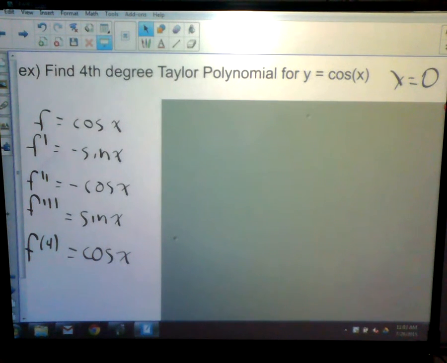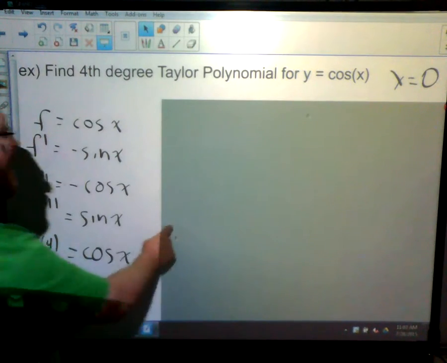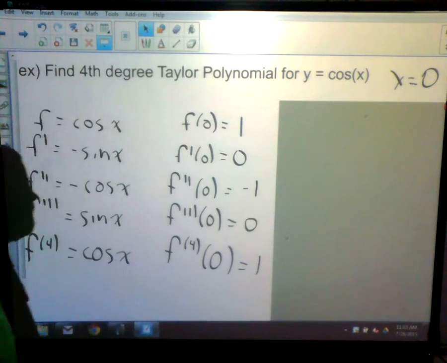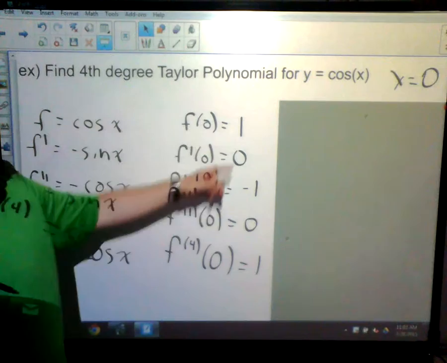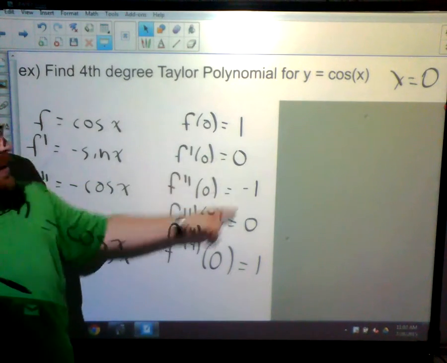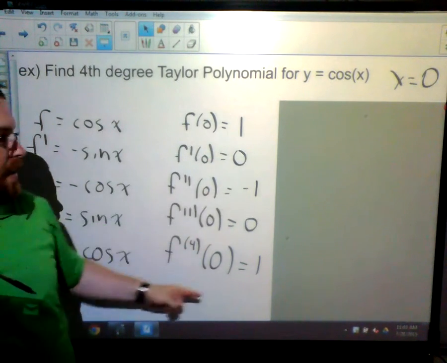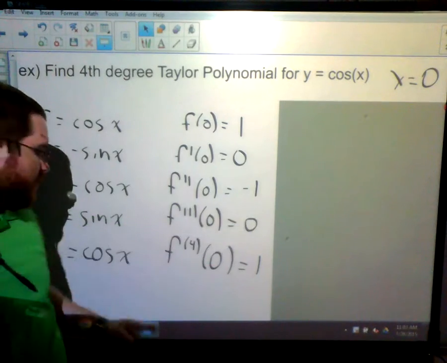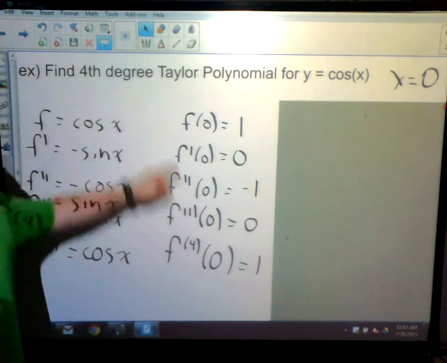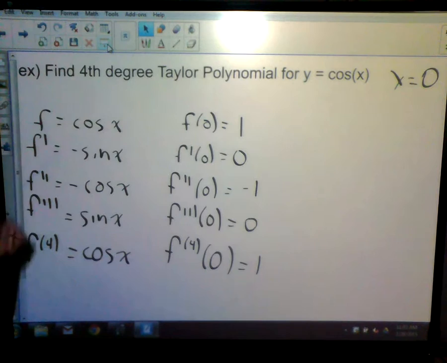So now, how do I find what f of 0 is? I plug those 4 derivatives in. Cosine of 0 is 1. Negative sine of 0 is 0. Negative cosine of 0 is negative 1. Sine of 0 is 0. Cosine of 0 is 1. So I have all that I need.